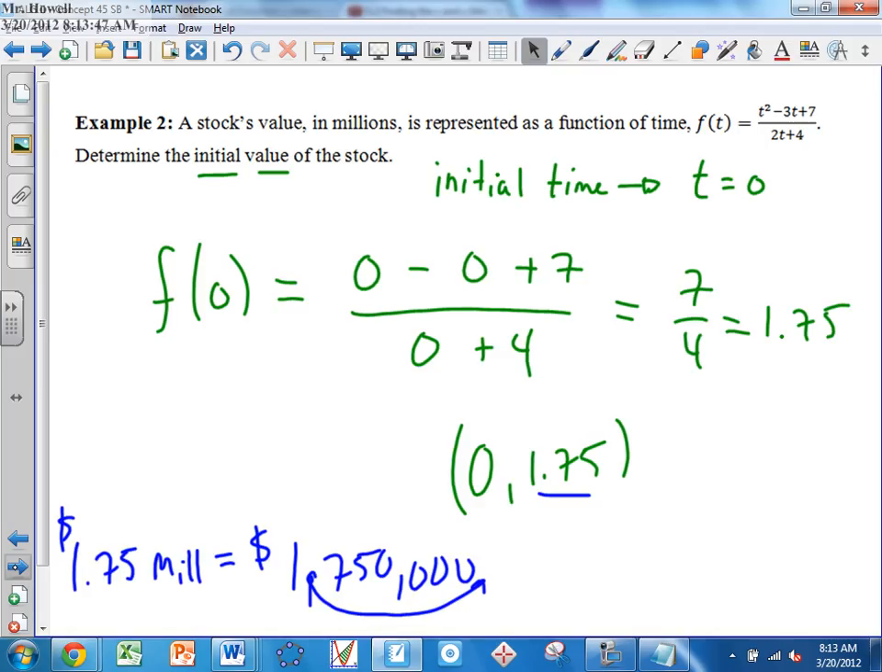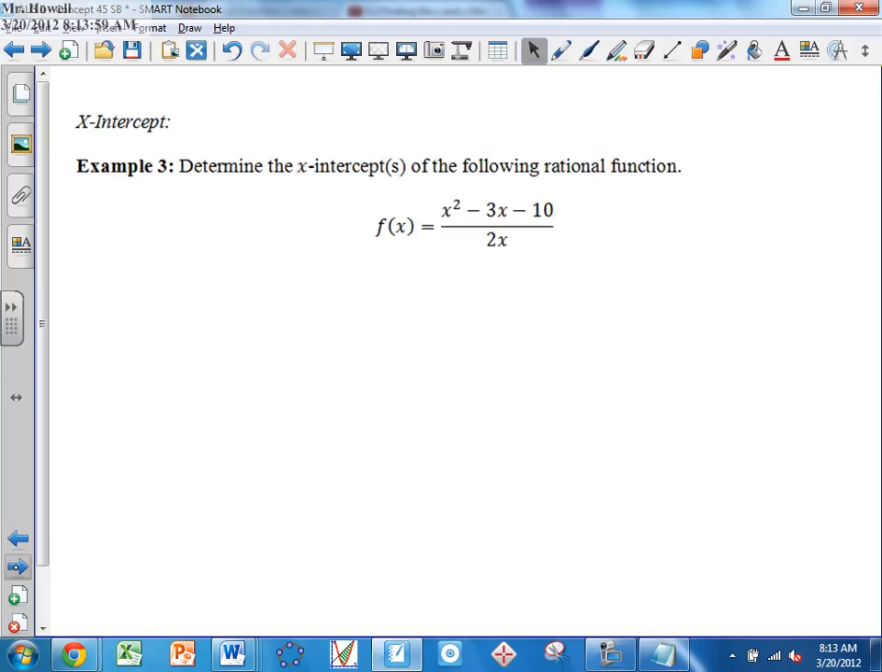So again, the problem asks for the value. That's why we only give the number. If you were finding a y-intercept, you give the actual coordinate. I listed it because we're going to try to be consistent here. But you want to give the value of the actual stock. Let's go on to the x-intercepts now. Again, y-intercept, very simple. We drop all the x's off and look at the fraction that remains. Now let's take a look at the x-intercept.